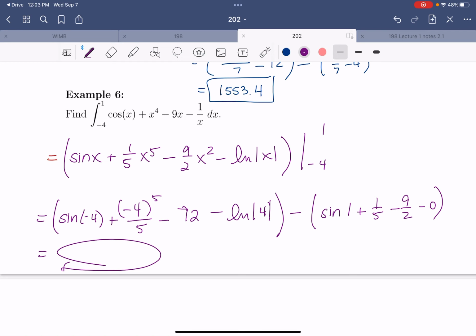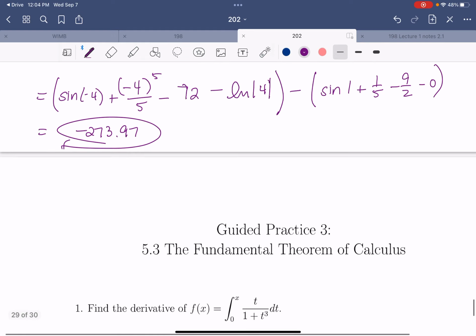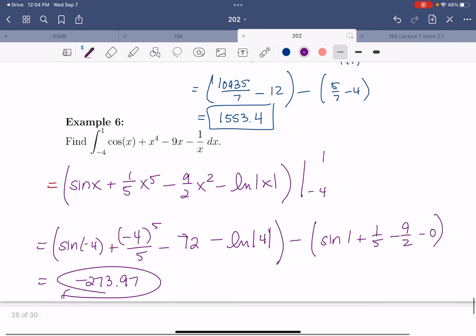minus the sine of 1 minus 1/5. Don't forget to distribute that negative. Plus 9/2 gives me -273.97. And 1 or 2 decimal places is just fine. I'm not super picky about all that. And that's it for the fundamental theorem of calculus.